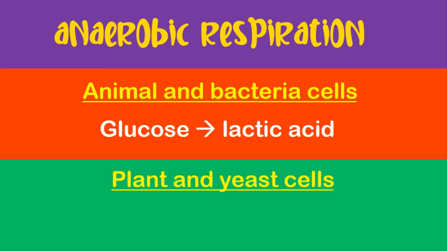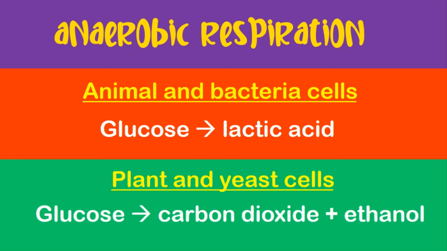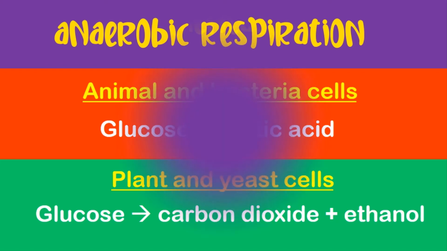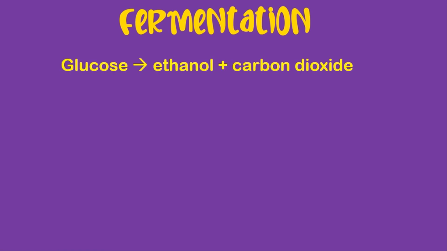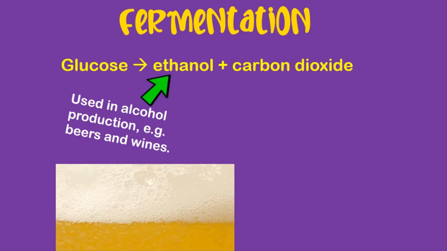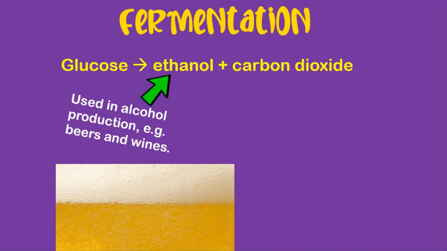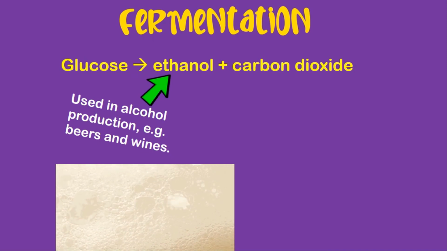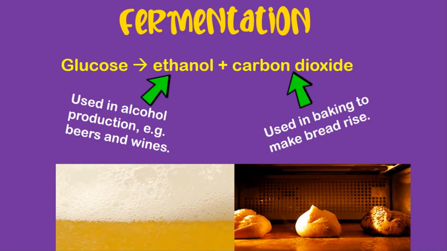If it's happening in plants or yeast, again, no need for a symbol equation, but glucose is converted into carbon dioxide and ethanol. And when anaerobic respiration happens in yeast, there's a special term for that called fermentation. And this is important because people make a lot of money off it. Here's the equation again. Now, ethanol is another word for alcohol. So anaerobic respiration in yeast is how you can get beers, for example. And carbon dioxide in this process is used to help make bread rise.